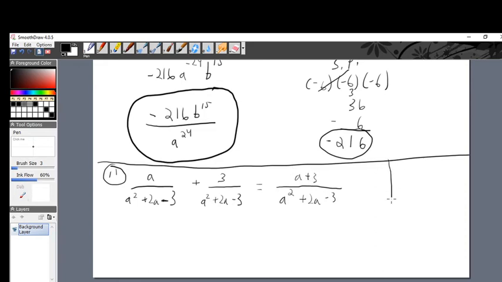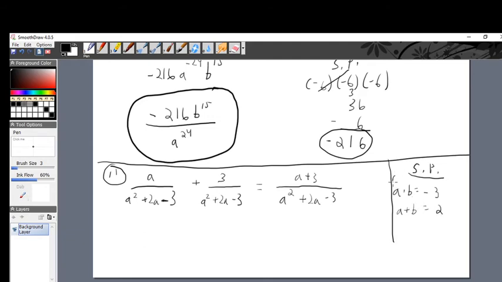Now, on scrap paper, let's go factor a squared plus 2a minus 3. Let's see if it works with the magic numbers. We've got the coefficient of a squared is 1, so maybe we can work with the magic numbers. What are two numbers that, when you multiply them together, you get negative 3, and when you add them together, you get positive 2?